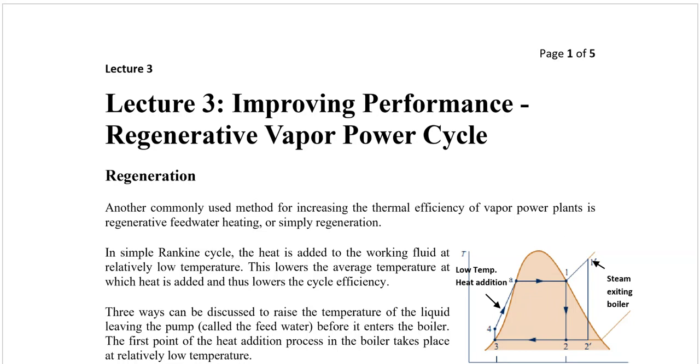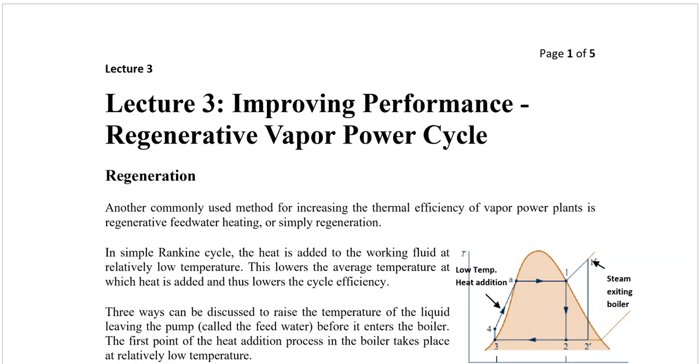We try to improve the efficiency of the vapor power cycle, the Rankine cycle, by two of the basic cycles, and that was the superheat cycle and the reheat cycle. There is another common method of increasing the thermal efficiency of the vapor power plant, and that is through regenerative feed water heating, or simply we call it regeneration.